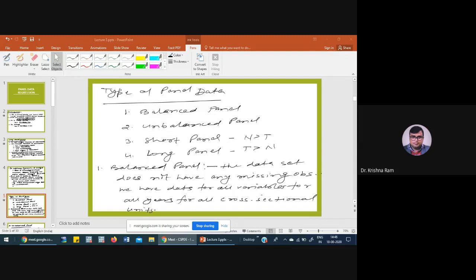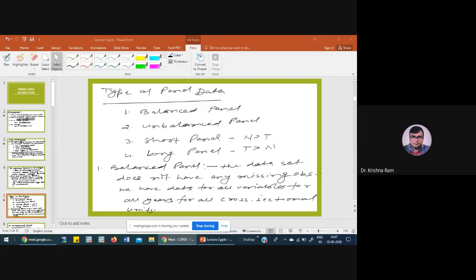Let's take an example. You have 1000 cross-sectional units and the time period is 10 years. With this, the number of observations is 1000 times 10, that is 10,000. For these 10,000 observations, we will have one specific value for each cross-sectional unit for each time period for all variables. In that case, we can say that our data set is a balanced panel data set. That means no missing observations.